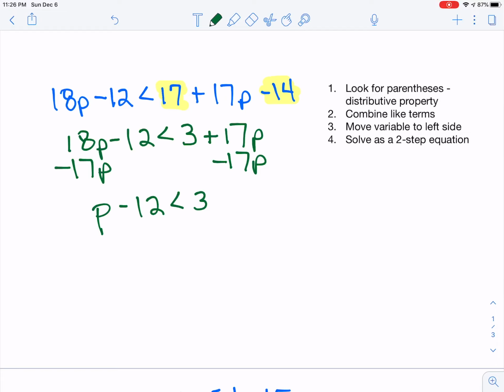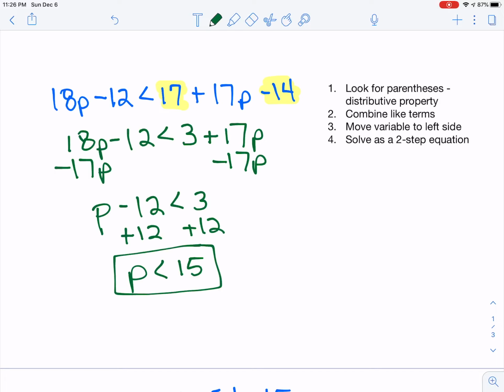So now it says solve as a 2-step equation. In order to solve this, again, the goal is to get p by itself. I'm going to add 12 to both sides. And that's going to leave me with p as less than 15. And since I don't have anything being multiplied by p, that is my final step.